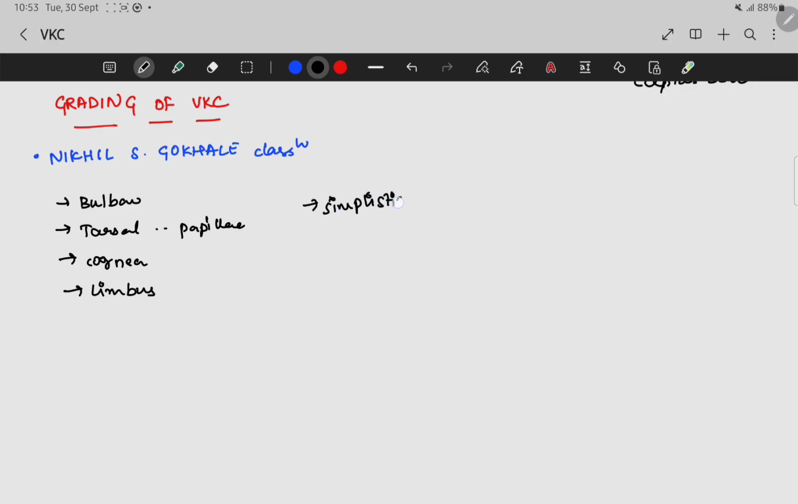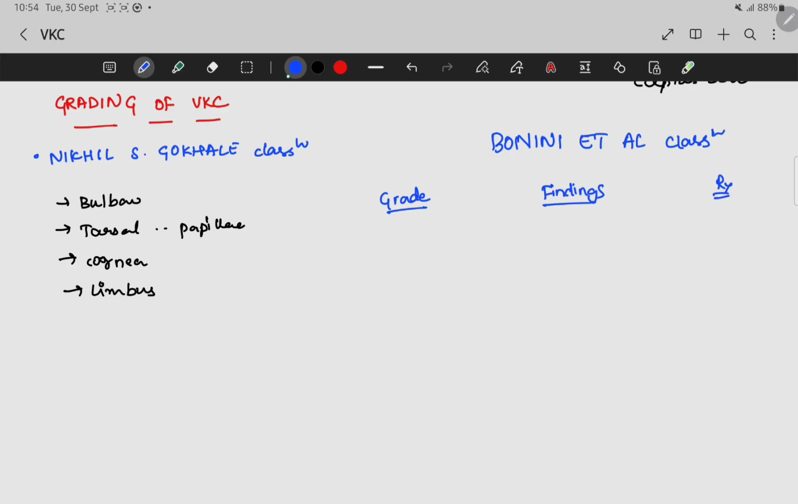So this classification was found to be very simplistic and just based on anatomy, and it has no implications while using it for the treatment. So we wanted a classification through which we can plan the treatment, because there has been very much excessive use of steroids in these cases. That's why the Bonini et al classification is now considered the gold standard for classifying VKC cases.